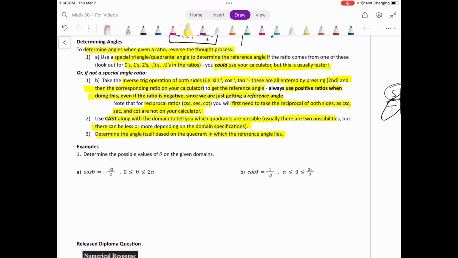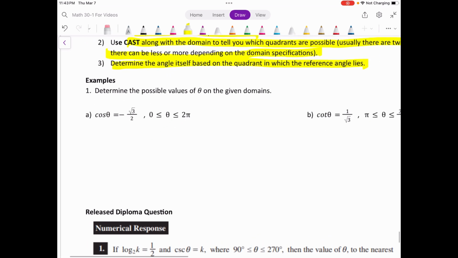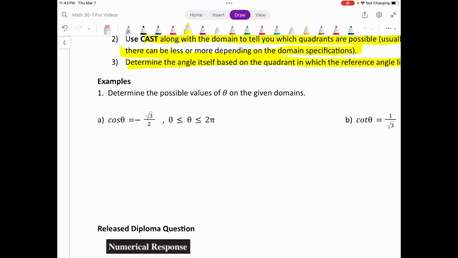Let's try it out. So determine the possible values of theta on the given domains. It's saying if cos of theta is negative root 3 over 2, what is theta? Okay, and we're saying theta is between 0 and 2 pi. So it's within one rotation, what we would call the principal angle, principal solutions. Just from one positive rotation from 0 to 2 pi.